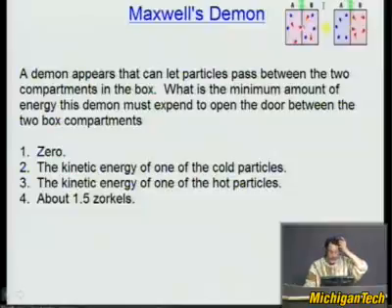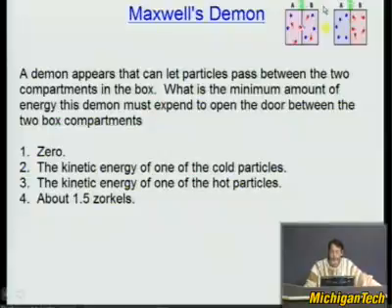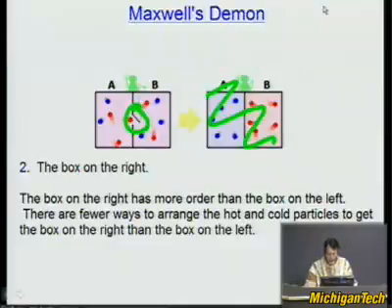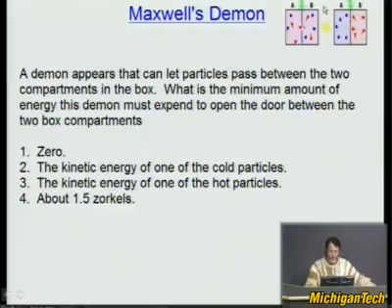Okay, so now we get to Maxwell's demon. So a demon appears that can let particles pass between the two compartments of the box. What is the minimum amount of energy the demon must expend to open the door between the two box compartments? So here you see, let's go back previously, here are the two box compartments. Let's not consider this one. So there's a door here. What's the minimum amount of energy you need to open that door? Is it 0? Is it the kinetic energy of one of the cold particles? Is it the kinetic energy of one of the hot particles? Or is it about 1.5 Zorkels?